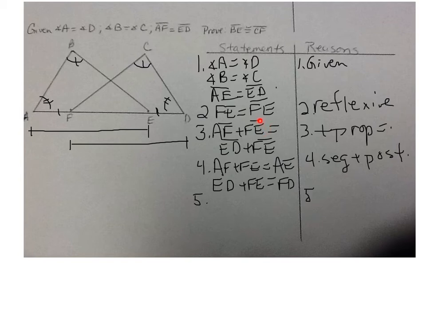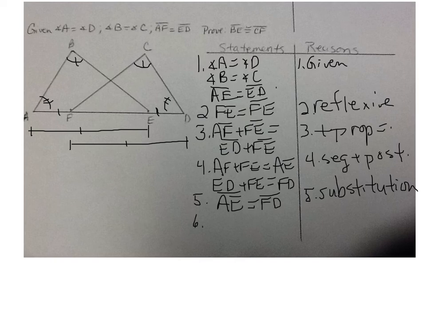Again, here we have AF plus FE, here we have AF plus FE, and we have what it's equal to. So I'm going to replace this with AE. So I have AE is equal to, now I want to look on the other side, I want to replace this ED plus FE with this ED plus FE that's equal to FD. So I have AE is equal to FD, and since I replaced, that was the substitution property. So now we have our two pieces equal to each other.